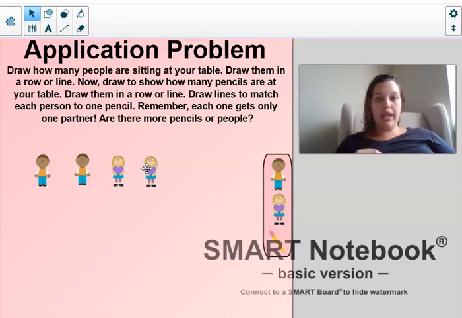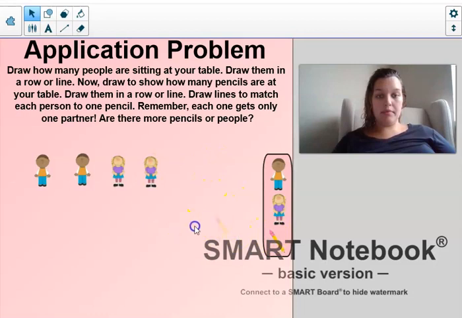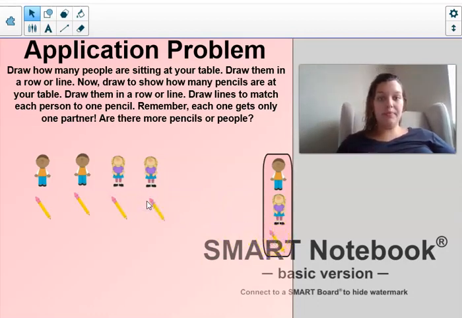Now, we are going to make sure everyone gets 1 pencil, okay? 1, 2, 3. Hey, are there more pencils or more people? We have the same amount of pencils as we do people. Very good. So there's not more in this problem.